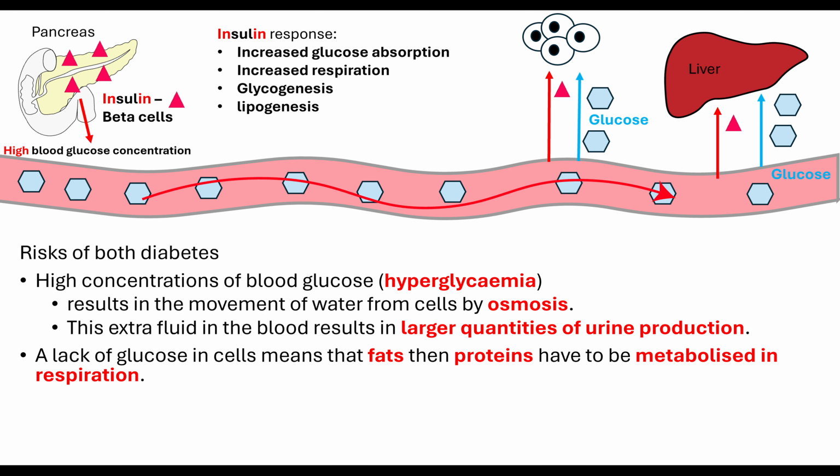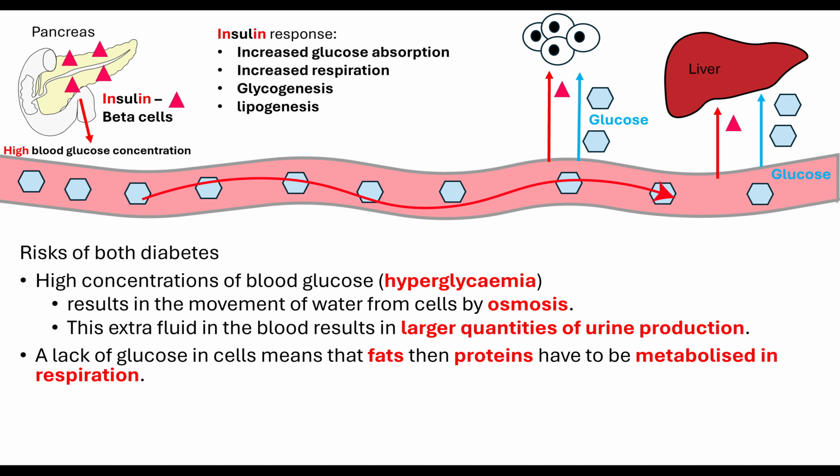Also, if there's a lack of glucose in cells, that means that fats, then proteins, have to be metabolized. So remember, with your respiratory substrate, glucose is the respiratory substrate of choice. That's the best one. That's the one that's utilized through glycolysis. And if we need to utilize other molecules, then they have to be converted. They are energy demanding processes.